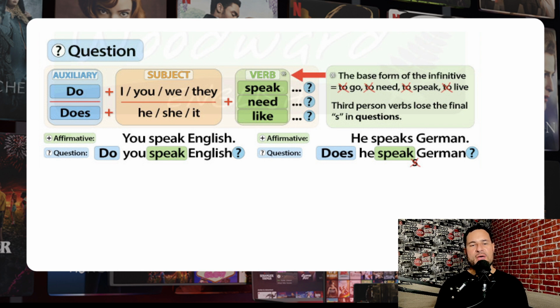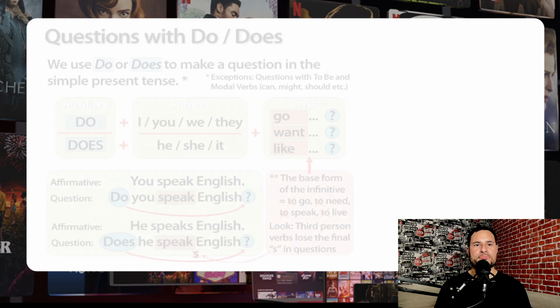Okay, so examples. You speak English. Do you speak English? So to ask a question, you say, do you speak English? He speaks German. Does he speak German? Okay, this is how to ask a question.